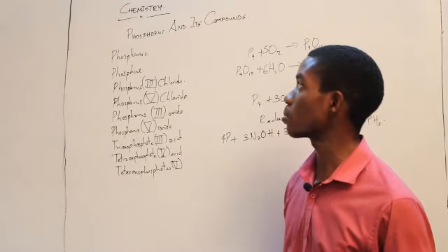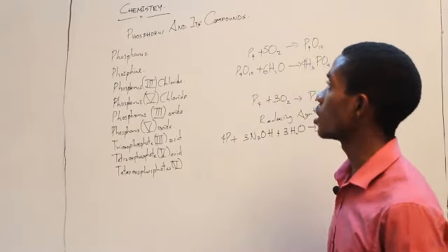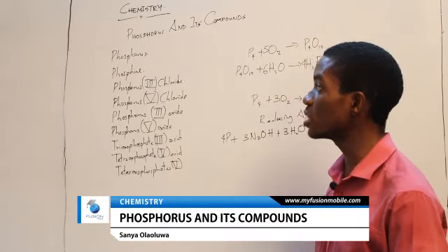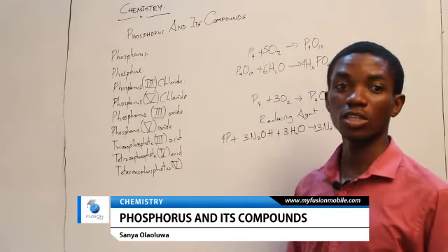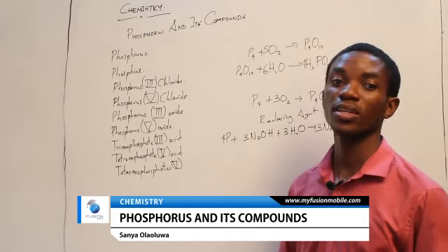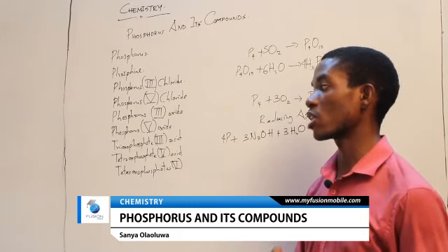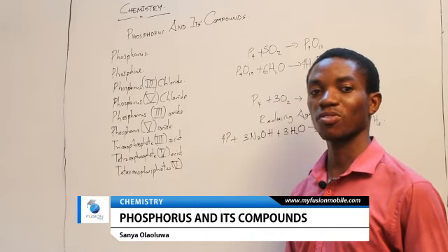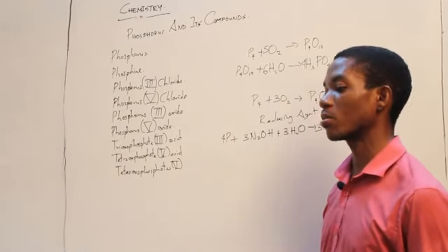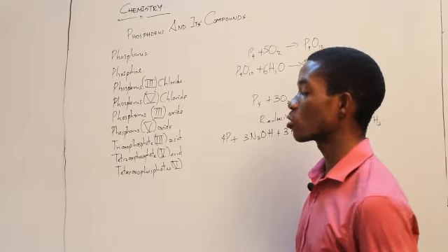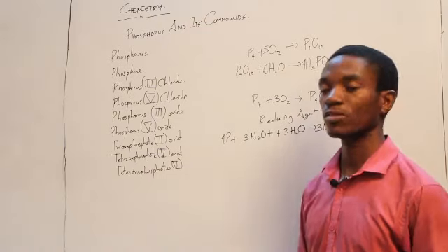In this particular topic, we'll be looking at phosphorus and its compounds. I will start with phosphorus, then we'll go to phosphine. Then we'll talk about phosphorus 3 chloride, phosphorus 5 chloride, phosphorus 3 oxide, phosphorus 5 oxide. Then we'll look at trioxophosphate 3 and trioxophosphate 5 acids. And then we'll talk about the tetraoxophosphate 5 acid. Then we'll talk about the tetraoxophosphate 5 salts.